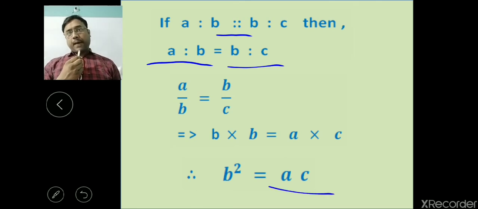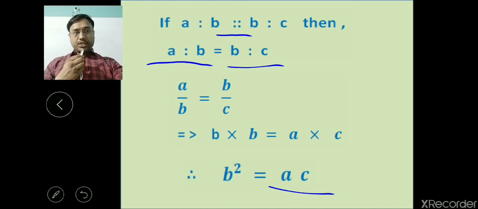This happens in continued proportion, when A, B and C, three numbers, are in continued proportion. Just remember that in that case, for the mean proportional, B square equals AC. That means the square of the mean proportional, the mean number squared, is equal to the product of the two numbers, the first and the third proportional, that is, the first and third numbers.